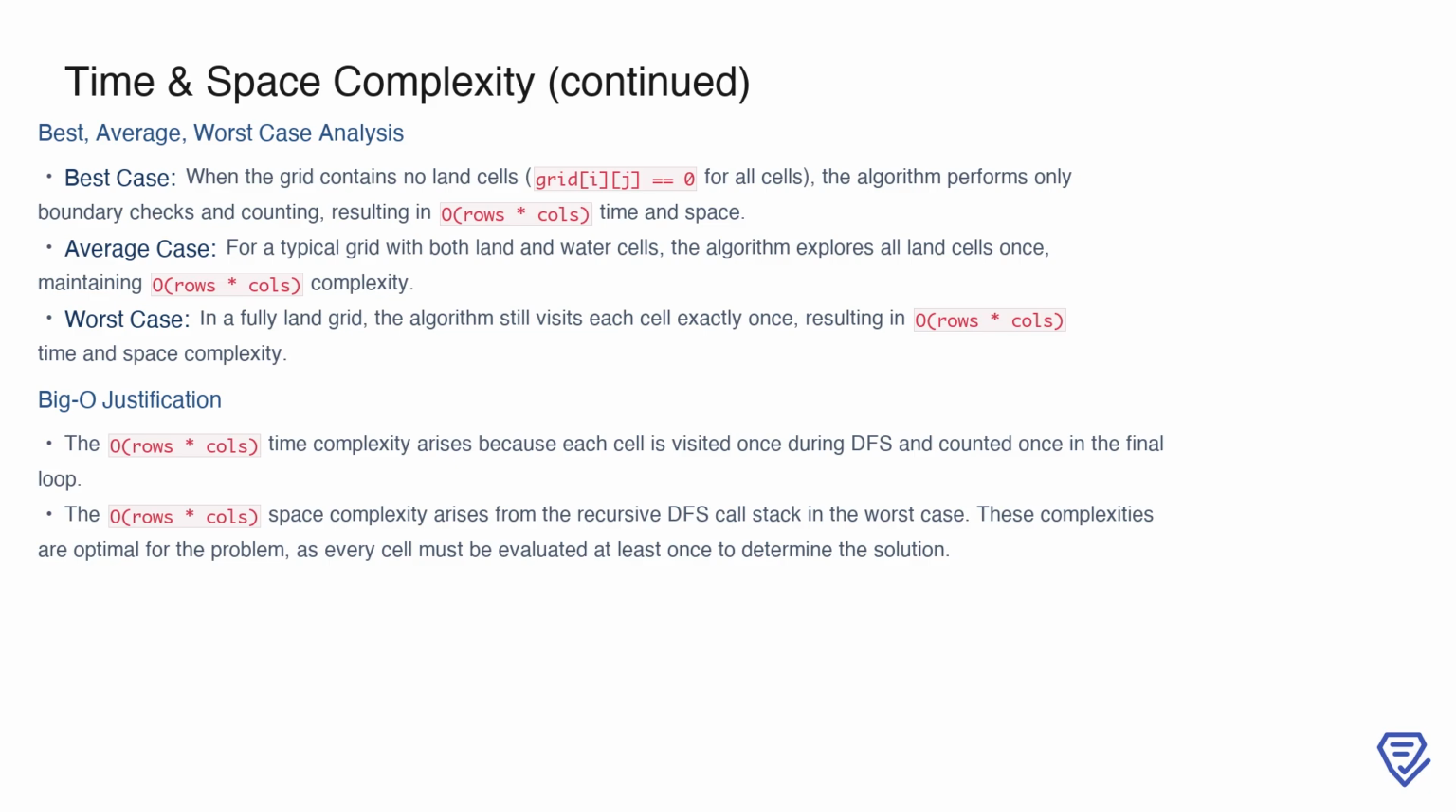The justification for this lies in the fact that every cell needs to be evaluated at least once, either during DFS or the final count. Thus, the O(rows * cols) complexity is not only optimal but also unavoidable for this problem, ensuring that the solution is both efficient and scalable for large grids.